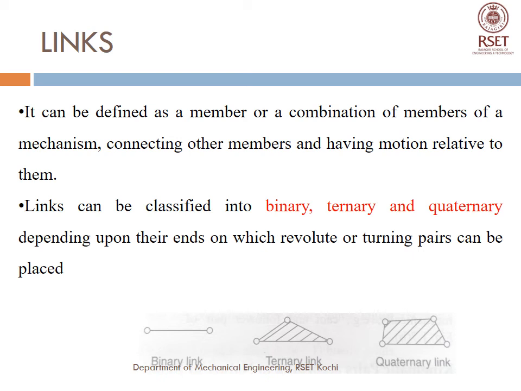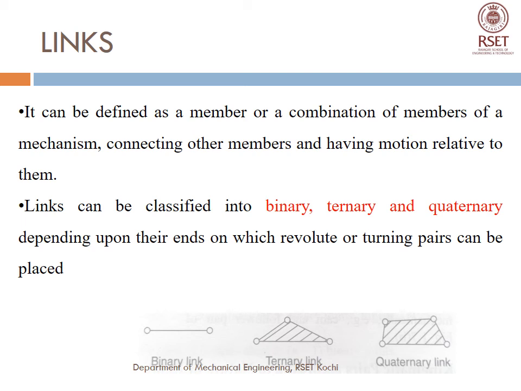Consider the slider crank mechanism which I have shown in the previous slides. In that there are four links: the fixed frame which is considered as link 1, the crank as link 2, the connecting rod as link 3, and the slider as link 4. There will always be a fixed link, a fixed frame for a mechanism. The links can be classified into binary, ternary, and quaternary links depending upon the ends to which another link can be attached, so that the pair becomes a revolute or a turning pair. We will discuss what actually a turning pair or revolute is in the coming sessions.